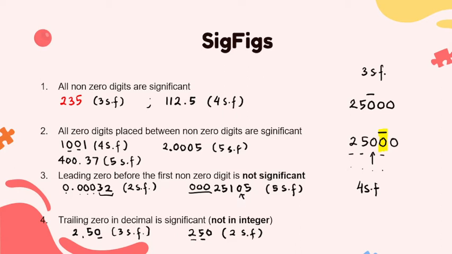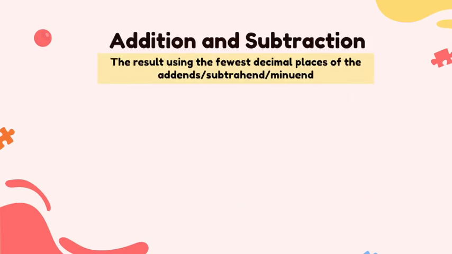Now we're going to move into additions and subtractions. Now the rule is very simple. The result of the additions and subtractions uses the fewest decimal places of the addends or the subtrahend or the minuend. Maksudnya bagaimana, Mister? Contoh aja ya. Let's use an example to make it easy. We have 2.583 centimeters, and then we're about to add it to 100.3 centimeters.